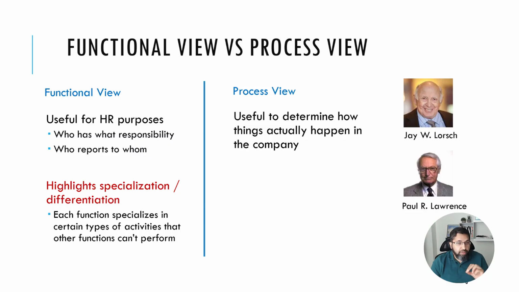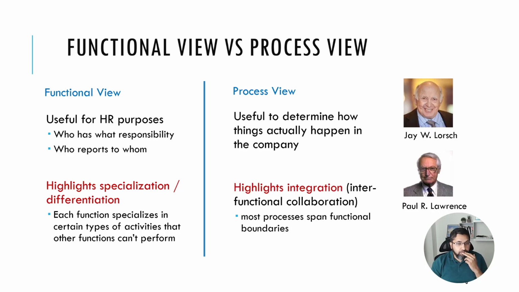Okay, the process view is useful to determine how things actually happen, the interconnections between activities. If you do a task, who do you pass it on to? Who else does it affect? Okay? And it highlights the collaboration because most processes are going to span functional boundaries. Like we talked about those core processes which span functional boundaries, and they have links with activities in other functions.